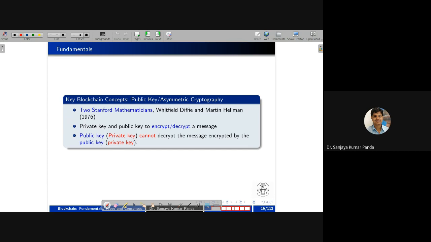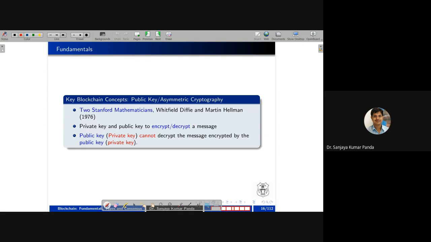One is Whitfield Diffie and Martin Hellman, which we call the Diffie-Hellman algorithm, in 1976. That is asymmetric cryptography because we are using two keys. One is called the public key, another is called the private key. Like you can see in our email system.